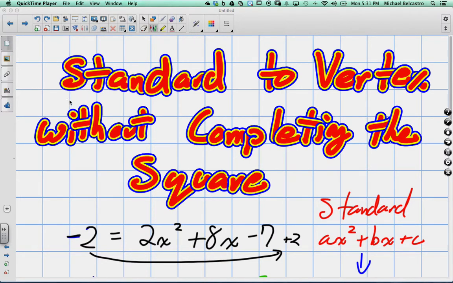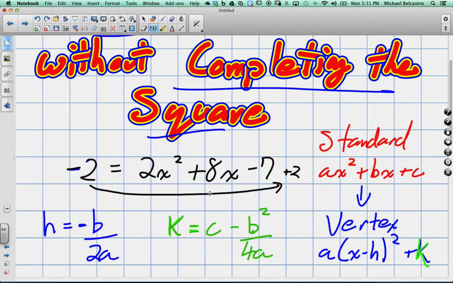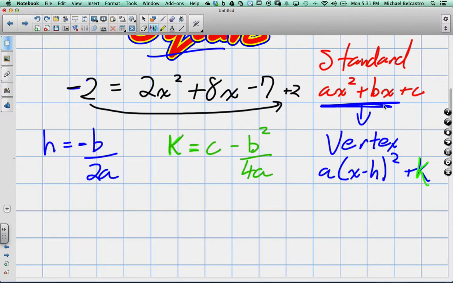Okay, we're going to go over standard to vertex form again without completing the square, which is the most common way it's taught. So this is our standard form of a quadratic, and this is our vertex form. Normally we complete the square to go from one to the other, but it's a really long process, right? This is a quadratic, it's not quite in standard form yet, and I should delete this part here because it's not technically right yet. We haven't done that step yet.